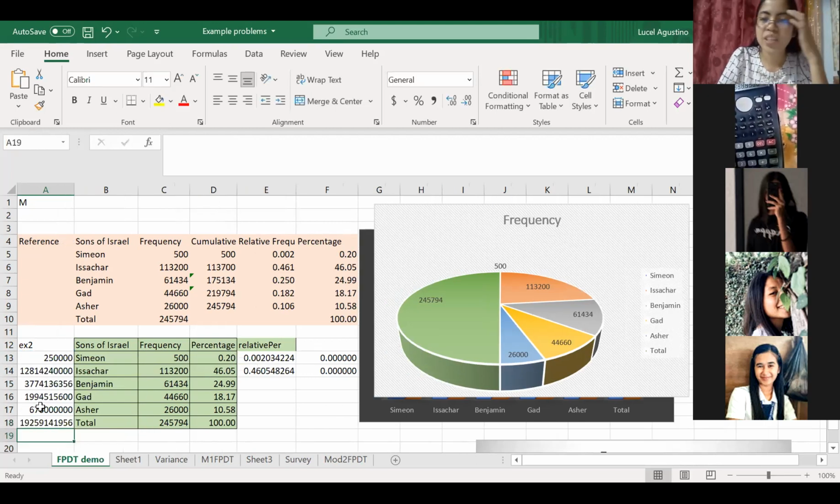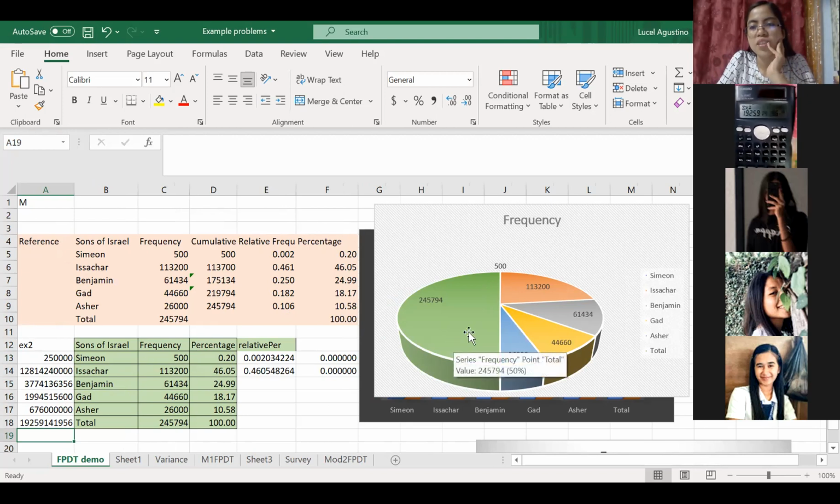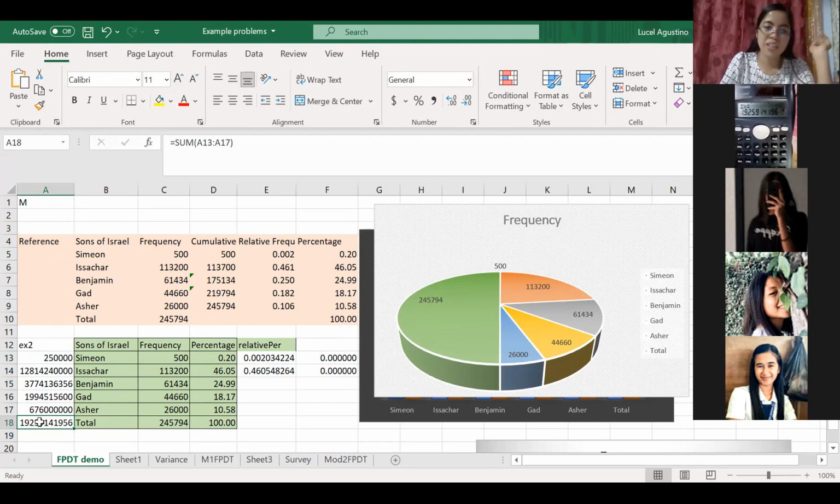Okay. So how many is your answer for the summation of x squared? Who already got the answer? Yes, 1.925914196 times 10 raised. Yes, correct. So on the screen, if you see 1925, very good. So that's how you compute for the summation.